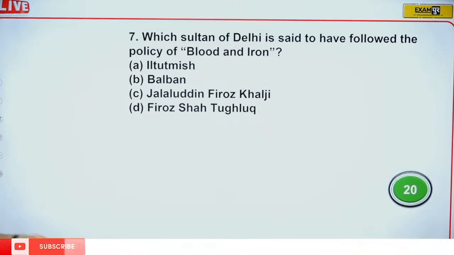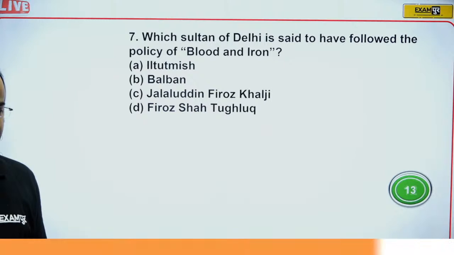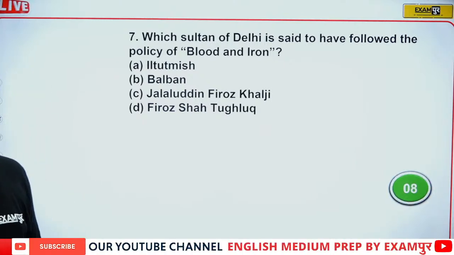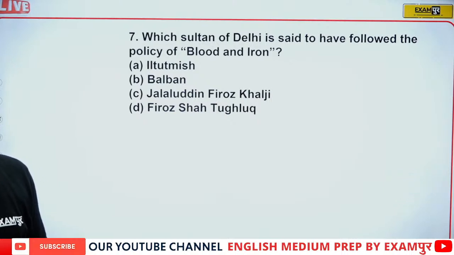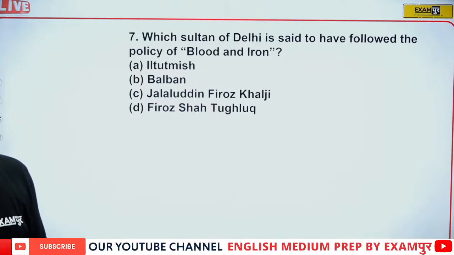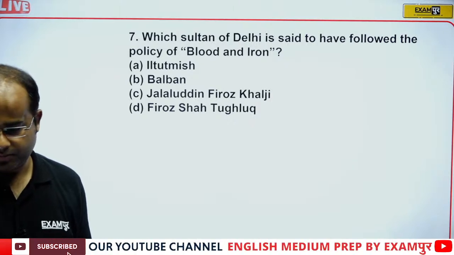Now, which Sultan of the Delhi Sultanate followed the policy of blood and iron? So the next question we have, dear students: which Sultan followed the policy of blood and iron? Is it Balban, Iltutmish, Jalaluddin Firoz Khilji, or Firoz Shah Tughlaq? Policy of blood and iron.